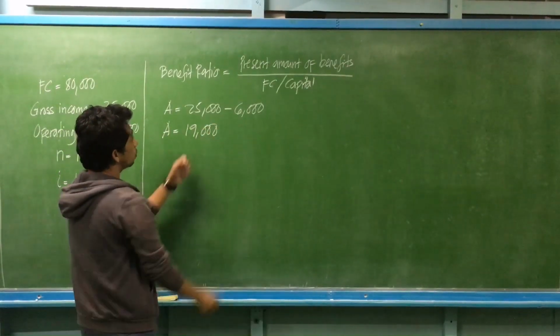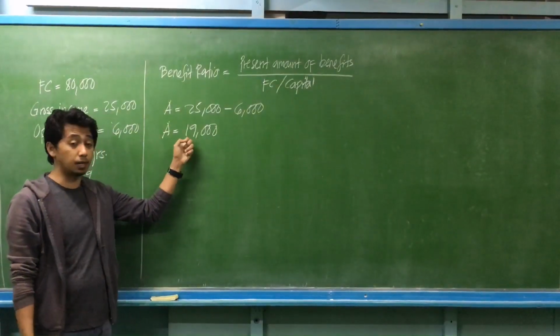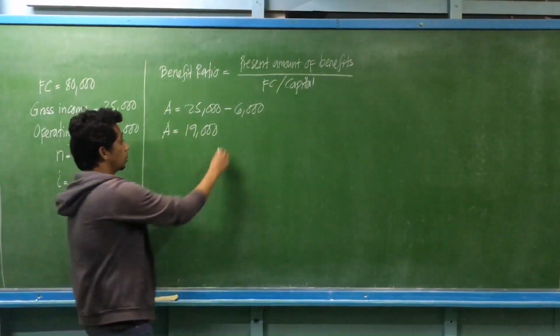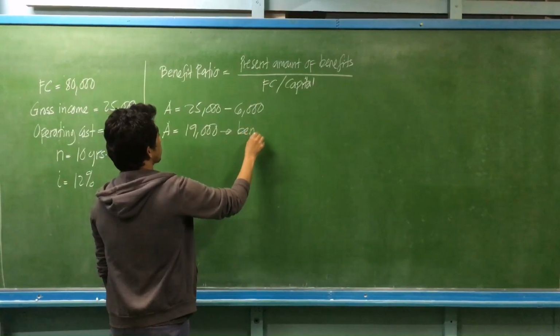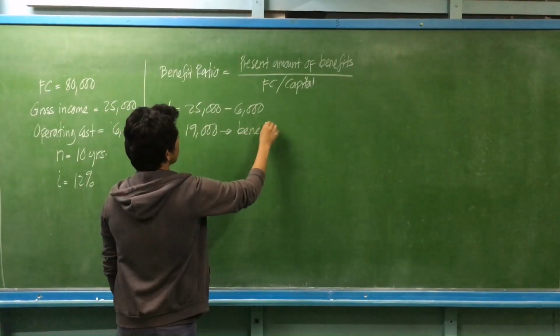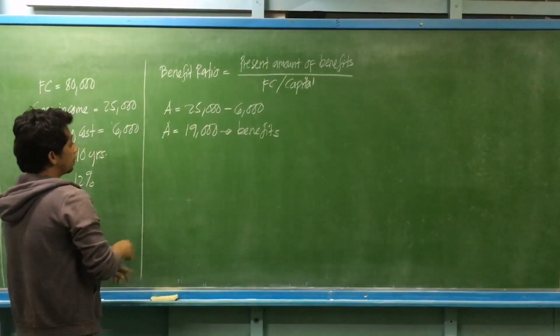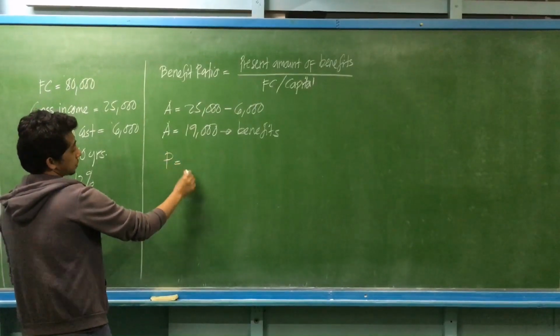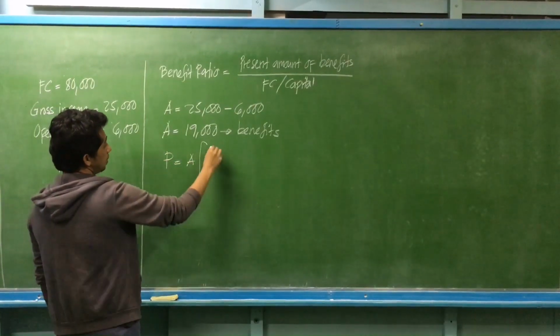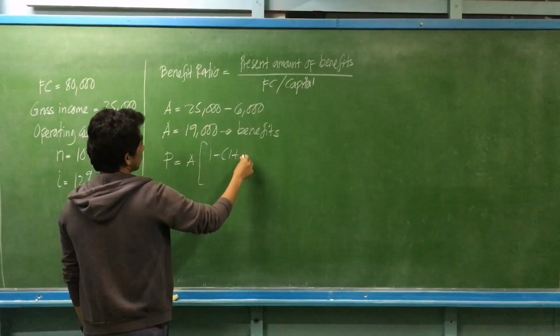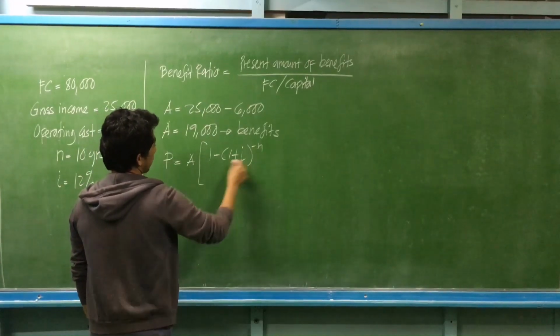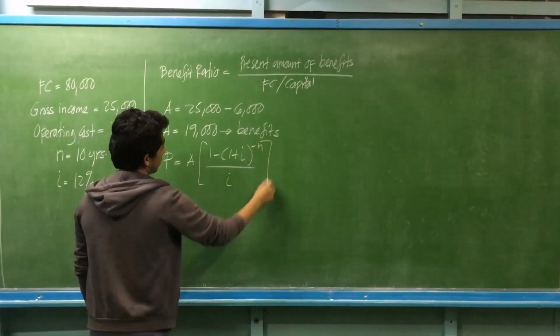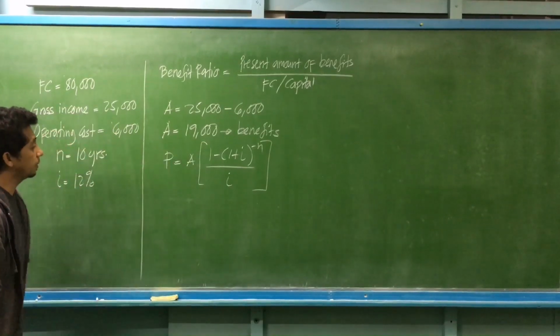So parang siya yung i-consider natin na benefits kasi siya yung ating net income. So ito yung annual benefits. So, kailangan natin yung kanyang present amount by annuity. Present amount is equal to the annuity multiplied by 1 minus 1 plus I raised to negative n divided by I. So, let's determine the present amount of the benefit.